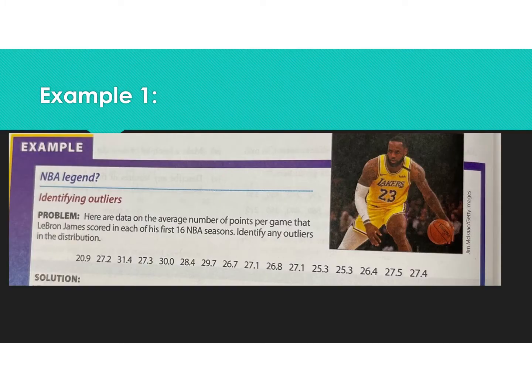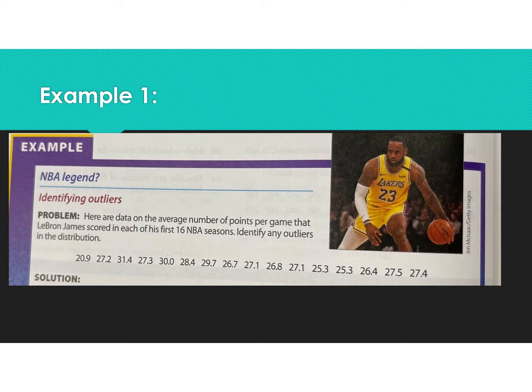All right, here is our first example. I just pulled these out of the book, obviously. Here's the data on the average number of points per game that LeBron James has scored on each of his first 16 NBA seasons. Now, if you're copying this in your notes, which you should be, don't write everything down. Write average number of points per game, LeBron James. And then write the numbers down, and I suggest you write them in order, from smallest to largest. That will help us find the outliers.